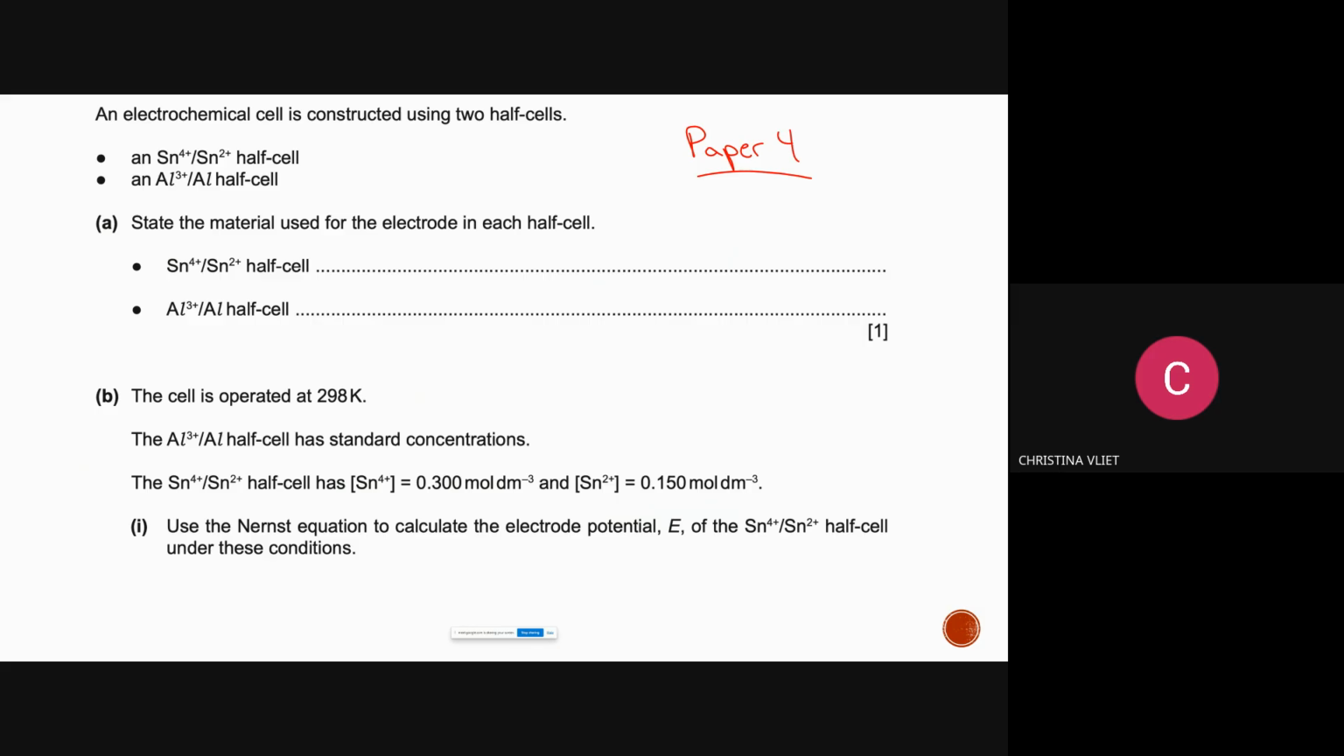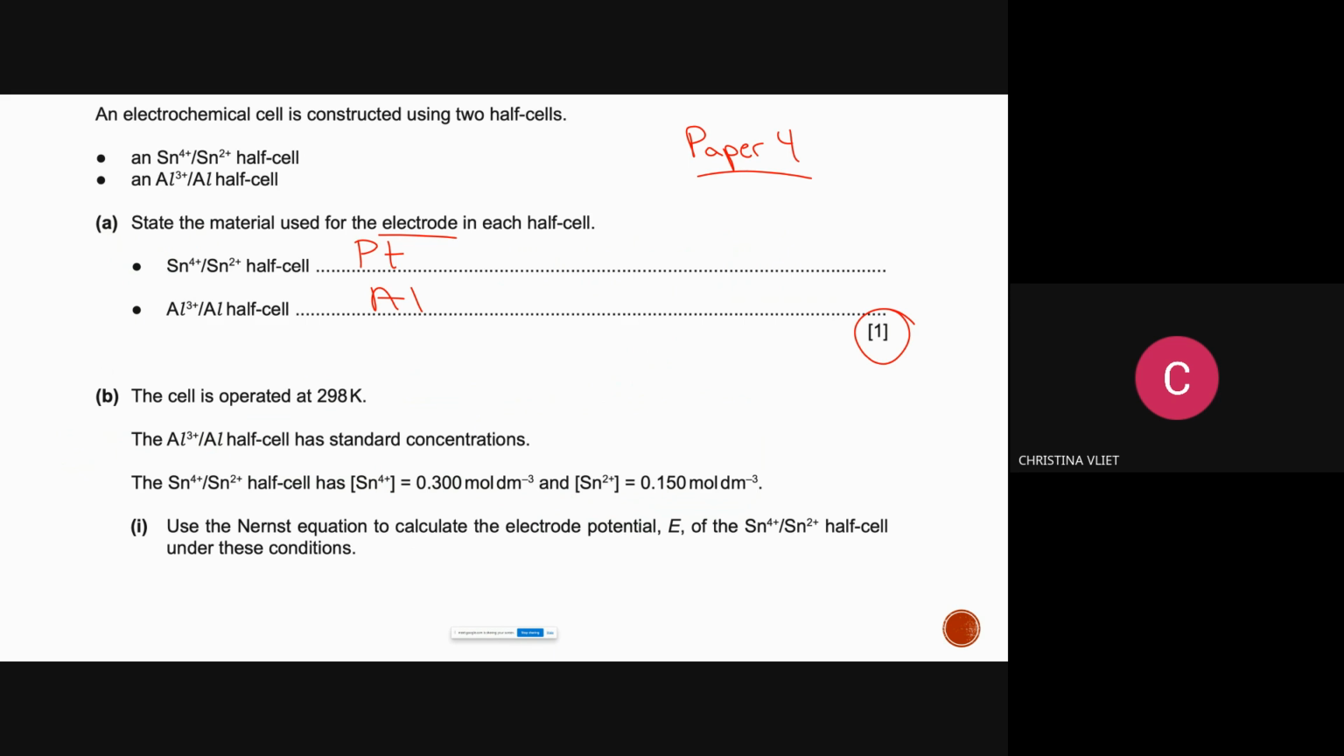What's the material used for the electrode in each half cell? Sn4+ to Sn2+. Right? Al3+ to Al. Good. 1 mark, if you can remember that. And how often does this mark seem to be showing up? To figure out the identities of the half cells? All the time. It's on a lot of tests.